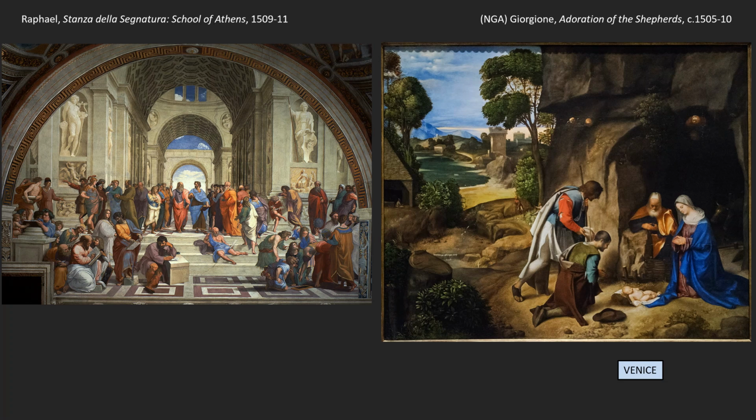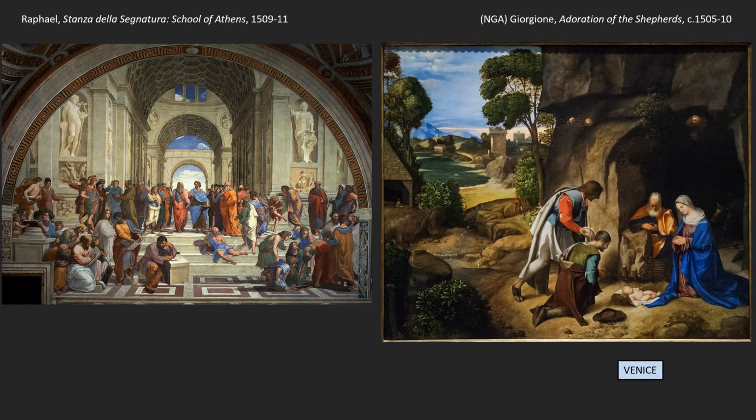We're going to look at one last region in the High Renaissance, and this is the region of Venice. It's quite a ways north in Italy, sits on the Adriatic Sea, and we'll see that the Renaissance there takes on a very unique character. It's very different from what we see in Rome or Florence.